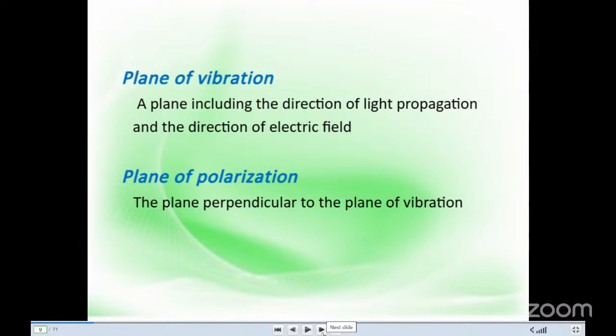The plane of vibration. So a plane includes the direction of the light propagation and the direction of the electric field vector. Plane of polarization means perpendicular to the plane of vibration.